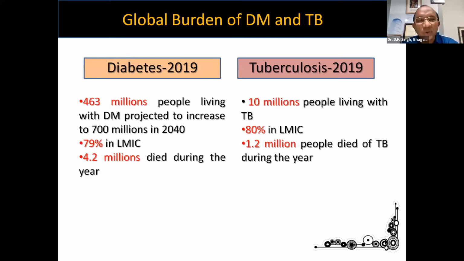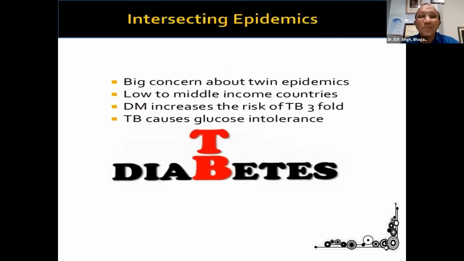This is the epidemic: more than 463 million people are living with diabetes just now. It may go to 700 million in 2040, India being the capital of diabetes. Similarly, despite all the anti-tuberculosis drugs, we still have more than 10 million people with TB, and 1.2 million dead. Again, with corona, how long and how far it will take to end the TB program by 2025, we don't know. But this combination has created a lot of problems, and there is big concern about these twin epidemics.